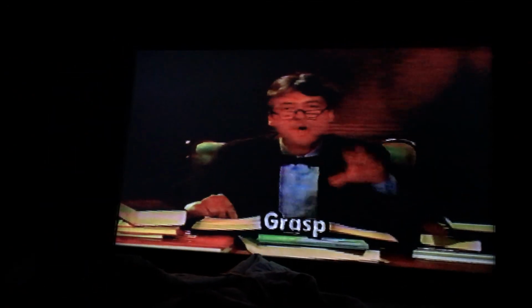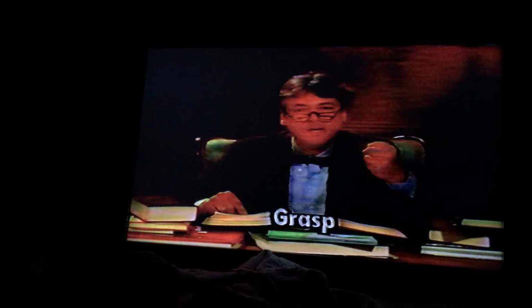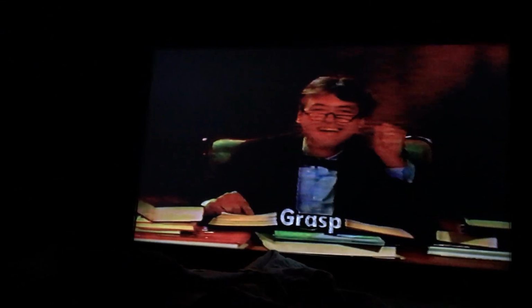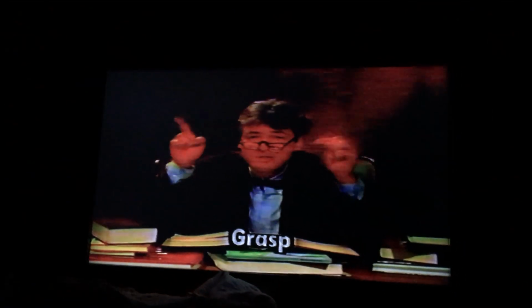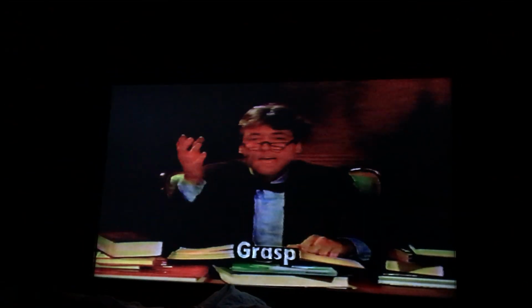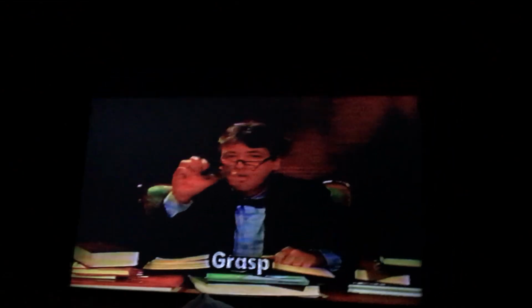Grasp. To grasp means to get hold of something. The baby grasped the rattle in its hand. It also means to get hold of something in your mind. Are you able to grasp the difference between these two meanings? If you grasp something, it might slip away, so you should try to get a good grip on it.